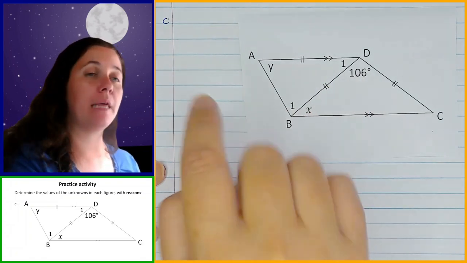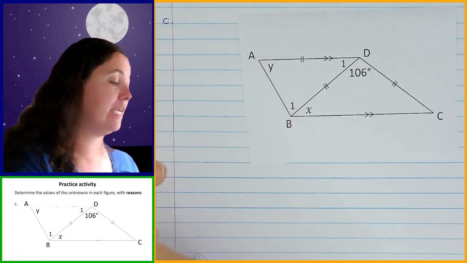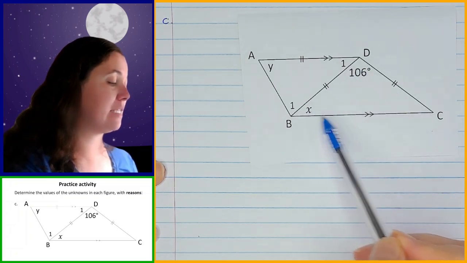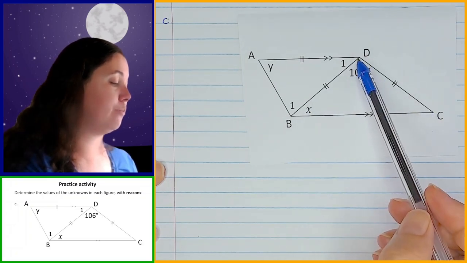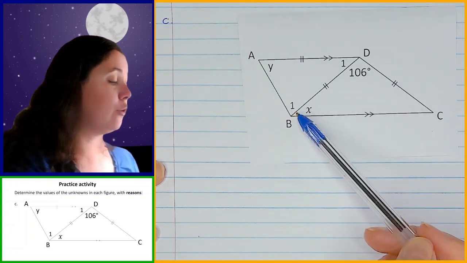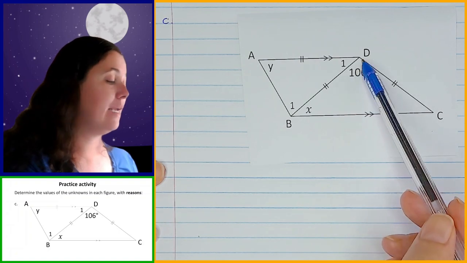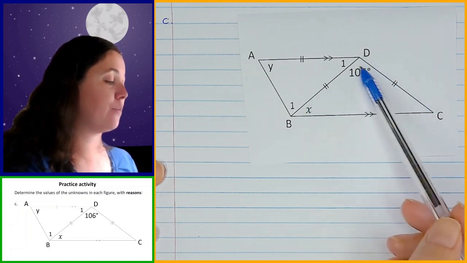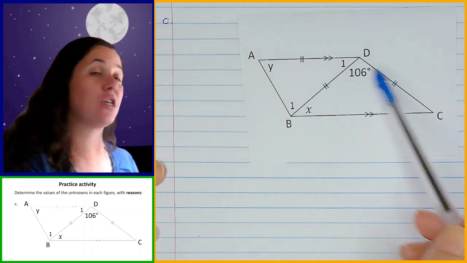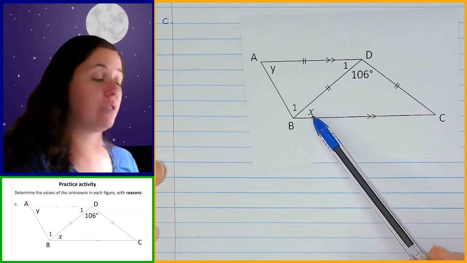Now, there are a couple of ways that we could potentially work out X if we had all the information we needed. One way is if we are looking at the triangle that X is part of. It is in triangle BCD over here. In order to work that out, I need to know the other two angles, or in this case, you can see that there are two lines that are equal to each other, which means that this is an isosceles triangle. Okay, so we can potentially use that.